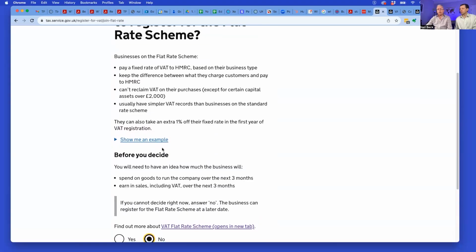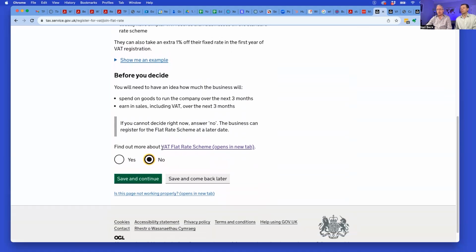You are able to change between the two. The flat rate scheme, I think it says here, you apply for it. It's not guaranteed. But I think you can convert from one to the other depending on how circumstances change. So we're happy with that.